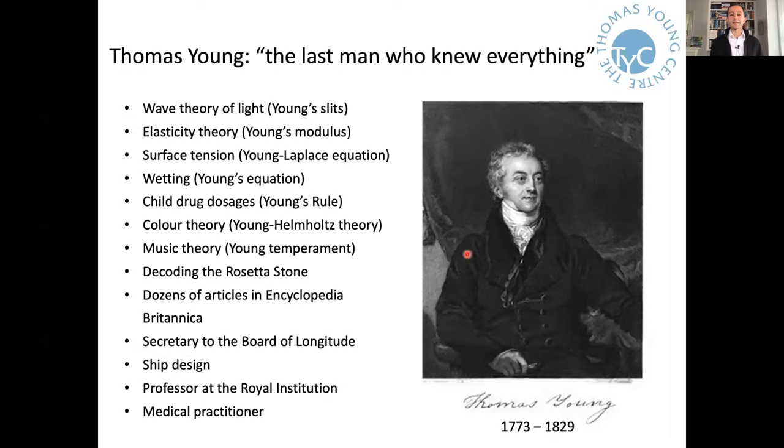Sort of going away from science and engineering, he was instrumental in decoding the Rosetta Stone, which, those of you who are new to London, once things are more back to normal, you can go and have a look at in the British Museum up by UCL. So he really was a remarkable person. And so it was very natural for a center that is very interdisciplinary to name itself after this person. So that's why we're called the Thomas Young Center.